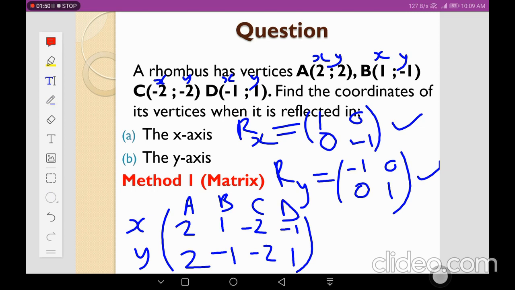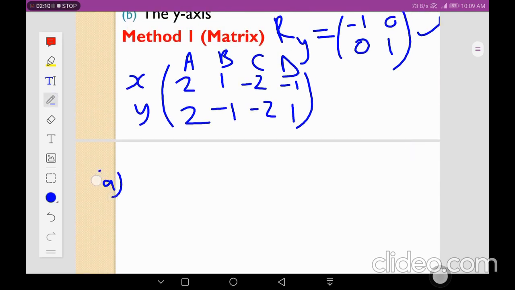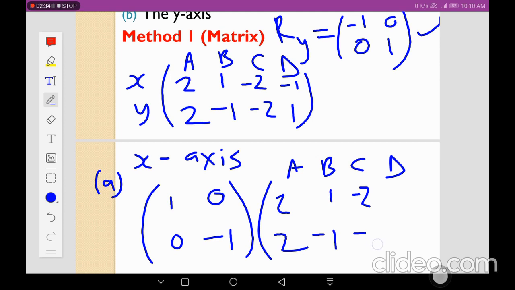Now let's do the multiplication of our reflection in the x-axis and our matrix of the rhombus. So I'll start with A. We are reflecting with the x-axis, and we said our matrix is 1 0 0 -1. It's going to be multiplying with our A, B, C, D, which is 2 2, 1 -1, -2 -2, -1 1.